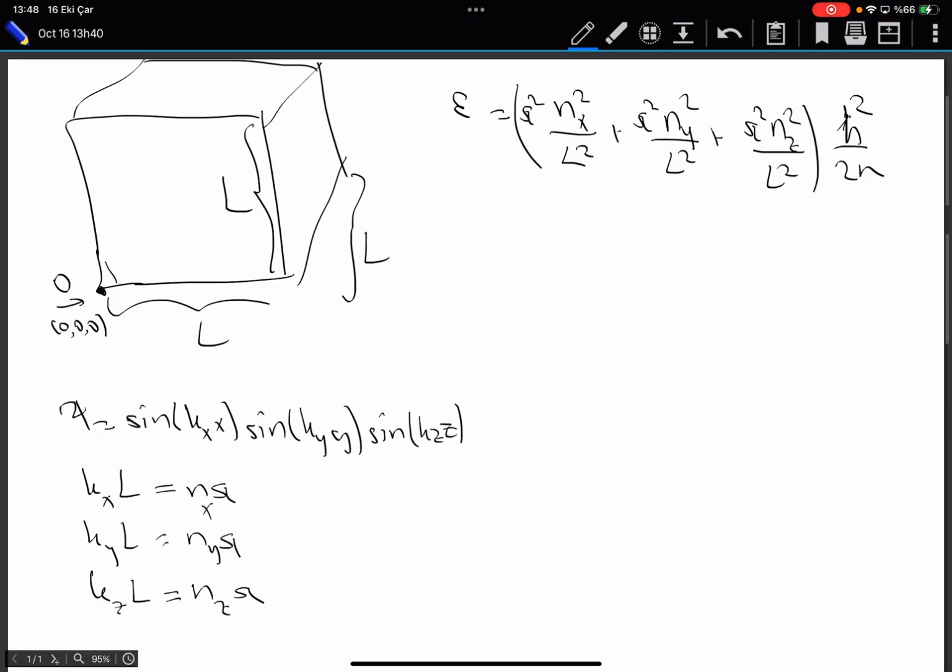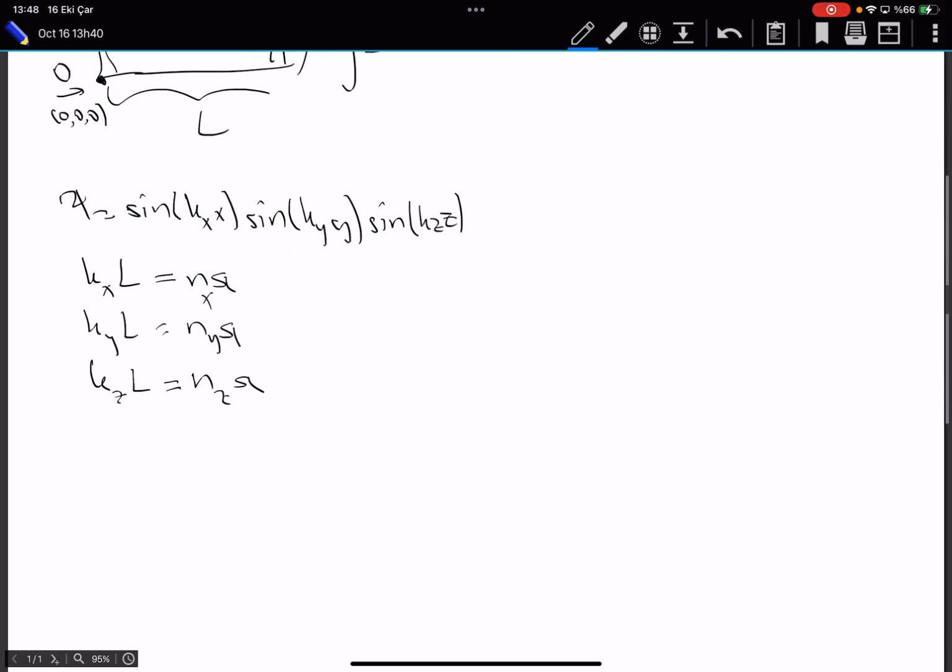Now, what are the possible values of nx, ny, and nz? What are the possible values of nx, ny, and nz? Well, 0 is not there. So let me give you your one homework problem.